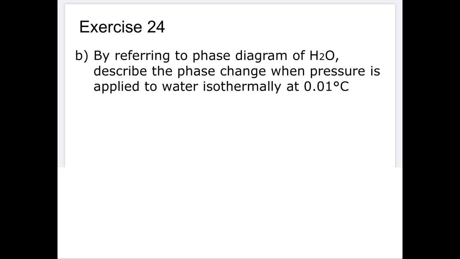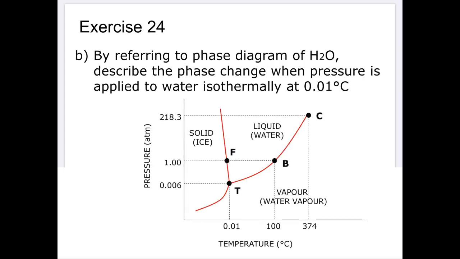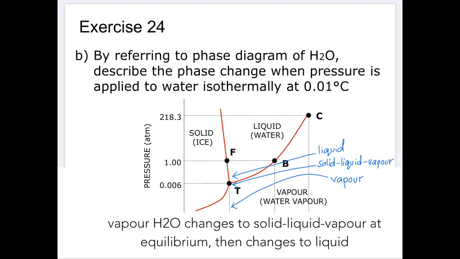B. By referring to phase diagram of H2O, describe the phase change when pressure is applied to water isothermally at 0.01 degree Celsius. Isothermally tu maksudnya temperature yang constant. So, kita tengok dekat mana 0.01 degree Celsius. So, kita mula daripada vapor, kemudian jumpa dekat triple point iaitu solid, liquid, vapor at equilibrium, and then last sekali kita berada dekat liquid phase. So, kita boleh tulis vapor H2O changes to solid, liquid, vapor at equilibrium and then changes to liquid.